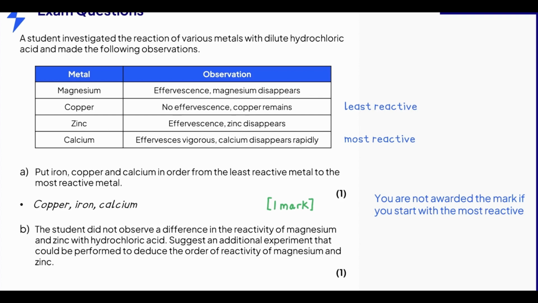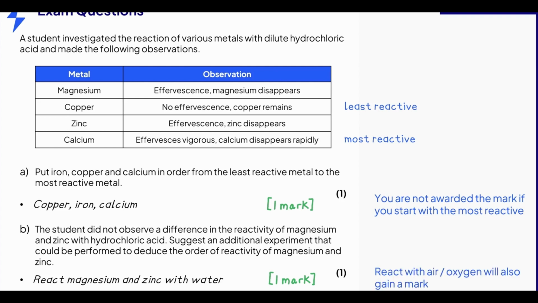You should recall that the order of reactivity is determined experimentally by the reactions of metals with acids and water. So a sensible suggestion would be to react them both with water to see if there is a difference in reactivity. You would also be awarded the mark if you said react with oxygen or air, as the more reactive metal will react with oxygen more rapidly.